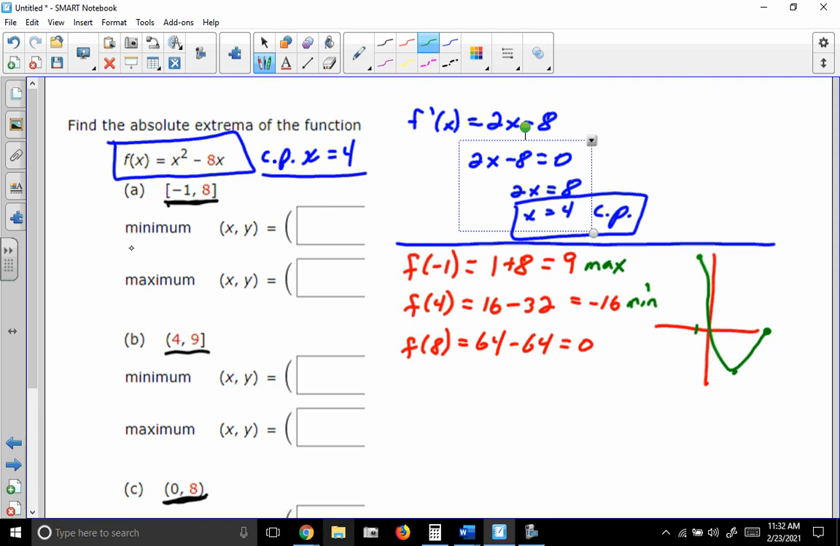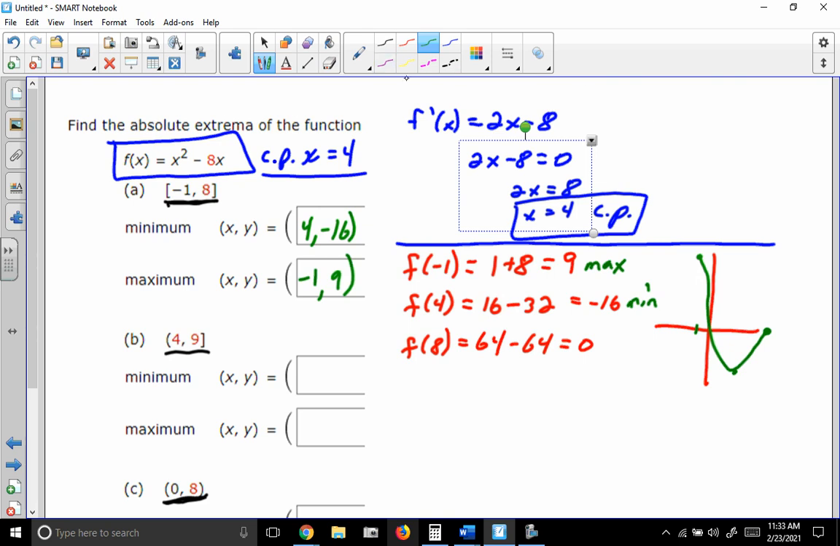So it says, what's the minimum? The minimum is 4, -16. What's the maximum? The maximum is -1, 9. We don't have to have a picture to do that. The picture is just to help us visualize what's going on. But when we check our endpoints, our left and our right side, and then our critical point, the one that's the largest value is the max. The one that gives us the smallest value, that's our minimum.